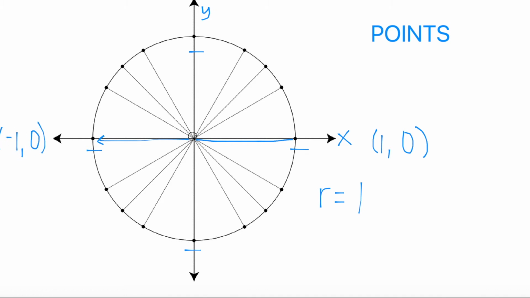Now up here, this line, no movement in the x direction, so that would be 0, and it goes up 1 unit. So 1 up here. Now the other direction would just be the opposite of that. It would be 0, -1.